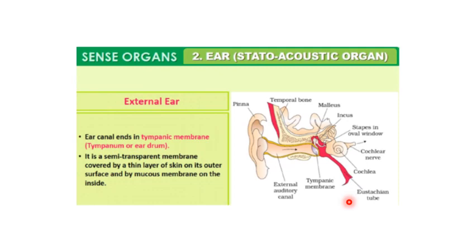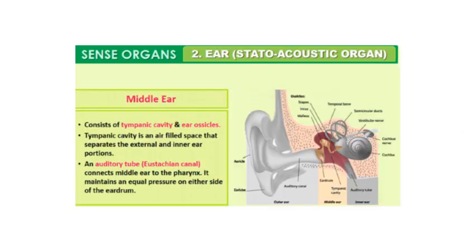The ear canal ends in a membrane called the eardrum or the tympanic membrane. It is basically a semi-transparent membrane which is covered by a thin layer of skin on its outer surface and mucous membrane on the inside. This is the tympanic membrane.